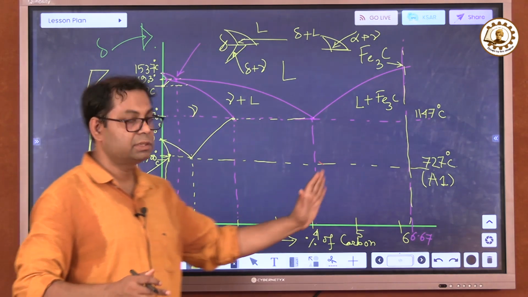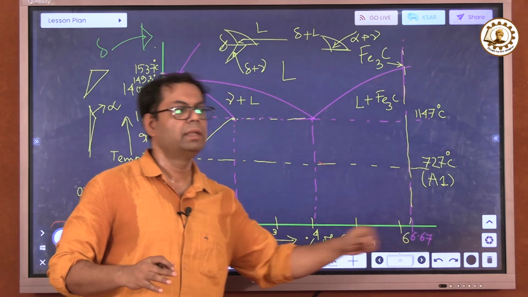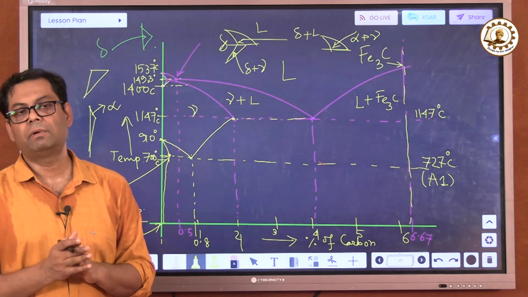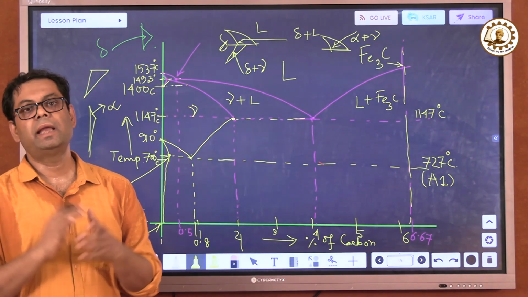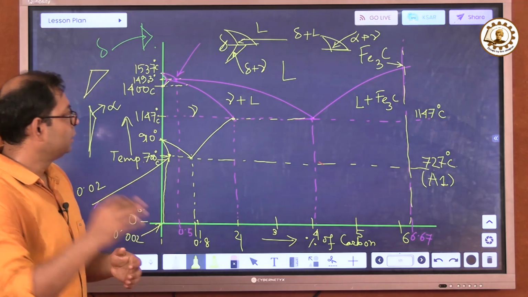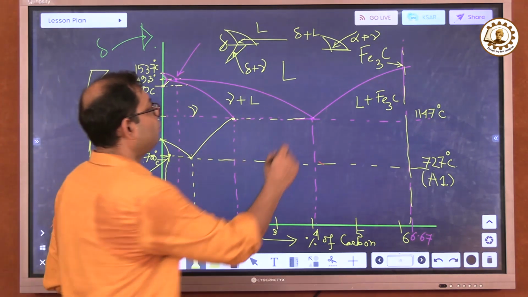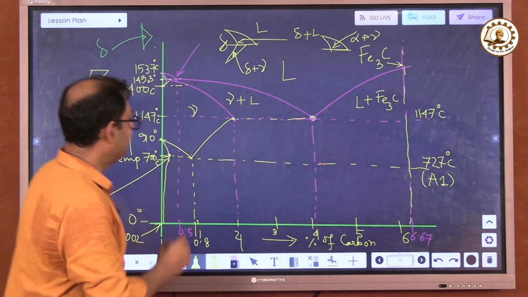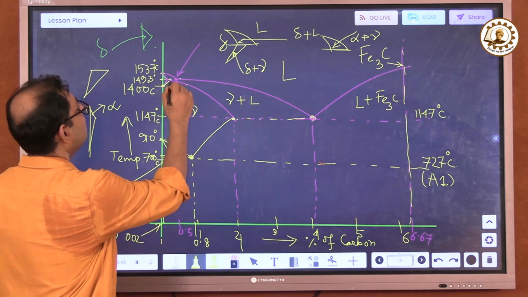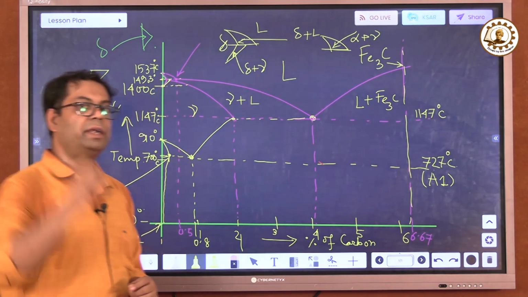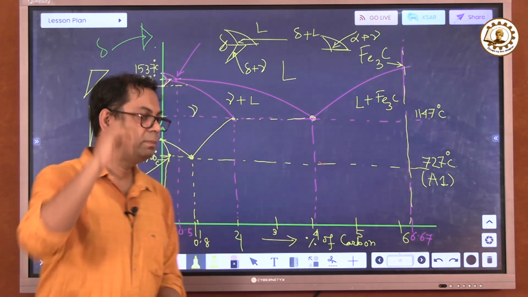So that is why it is not commonly used. It is only used for some experimental and scientific purposes, that's all. So anyway, this particular point, and there is another point over here. These 3 points are very important, remember.